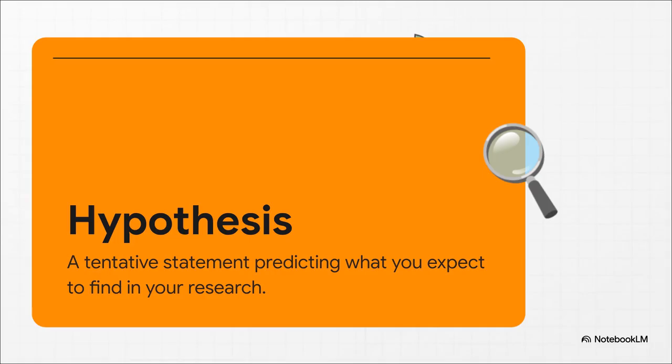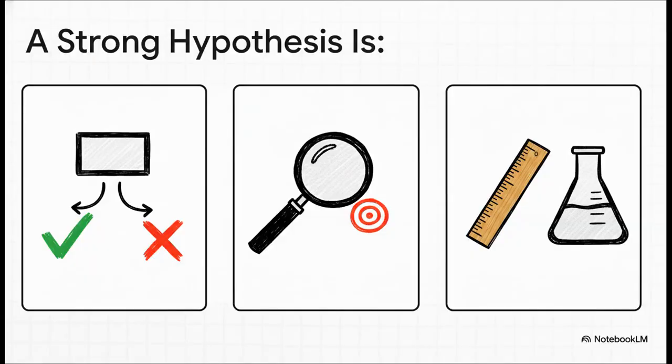It's basically your proposed explanation for what you've seen, and it becomes the foundation, the entire bedrock for the experiment you're about to design. But here's the thing. Not all hypotheses are created equal. A really strong one has 3 key traits. First, it has to be falsifiable. That means there has to be a way to actually prove it wrong. It also has to be specific, so you know exactly what you're testing. And finally, it's got to be measurable, so you can collect some real, hard data.